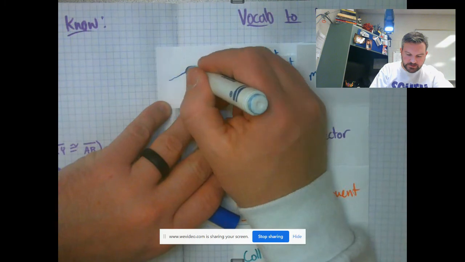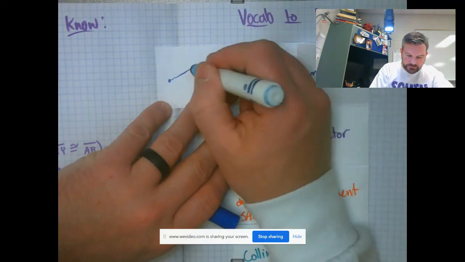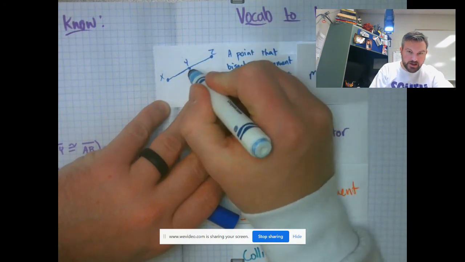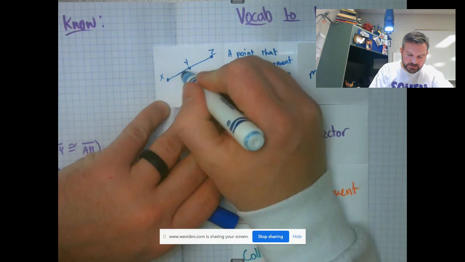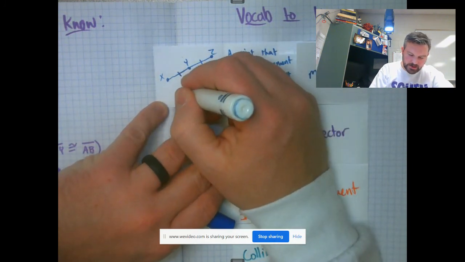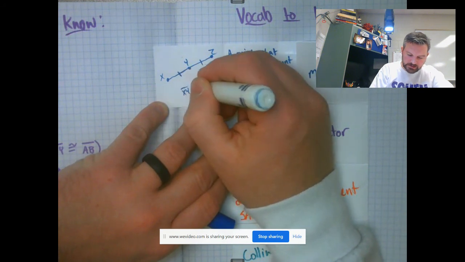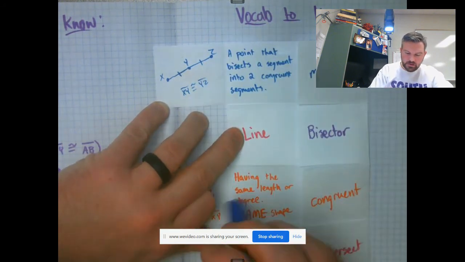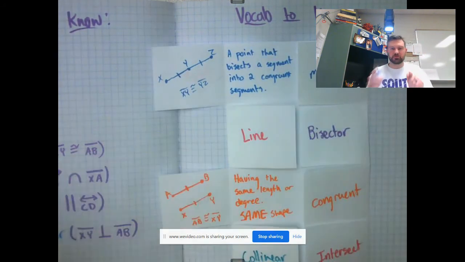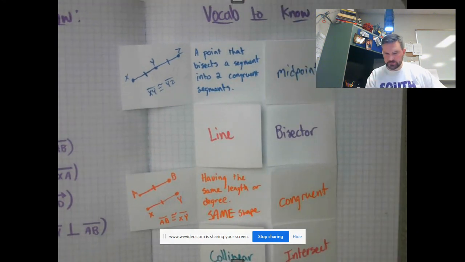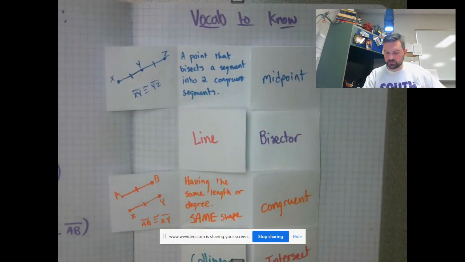So if we have this here, X, Y, Z. If Y is a midpoint, that means from X to Y is the same as Z to Y. Those are the same. So segment XY is congruent to segment YZ. Y is the midpoint because it's right in the middle. If it is not in the middle, we call it between. So we could add between over here if we wanted.